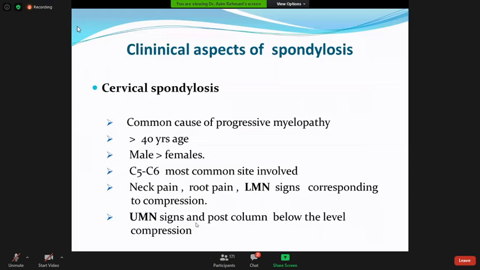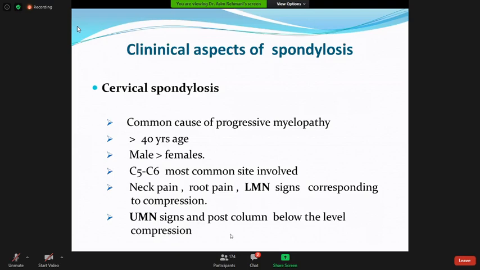wasting, weakness, decreased reflexes, while the upper motor neuron signs, that is the areas which are involved below the level of the compression, are usually presented by upper motor neuron signs. That is why in lower limbs we have upper motor neuron signs, extensor plantars, brisk reflexes, hyperreflexia, and spasticity.